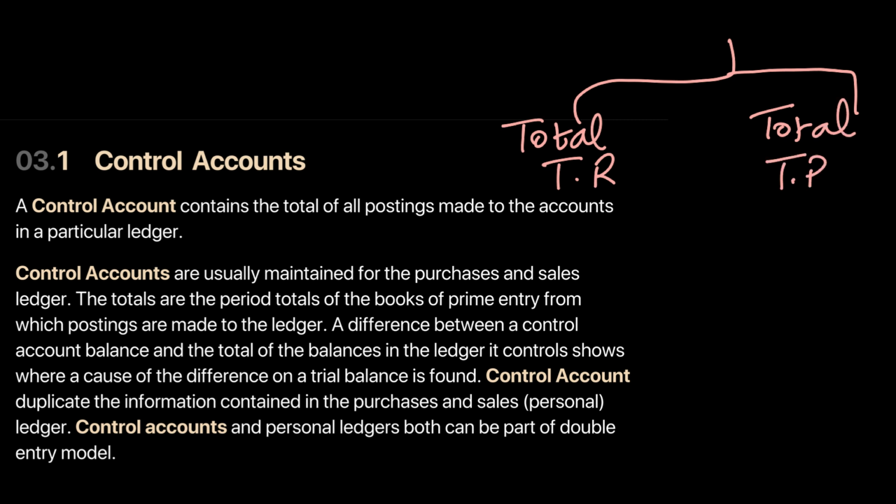So that's why I call it a master account, which is to combine all the trade receivables into one single account to calculate the total amount outstanding from trade receivables, and one single account to calculate the total amount outstanding towards your trade payables. So control accounts are essentially made for verification purposes.